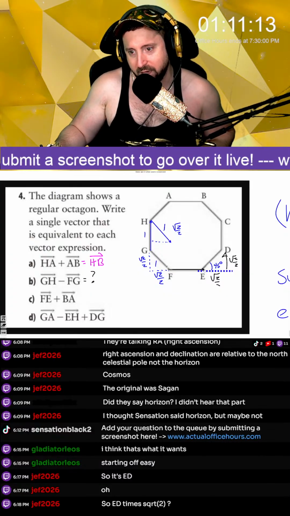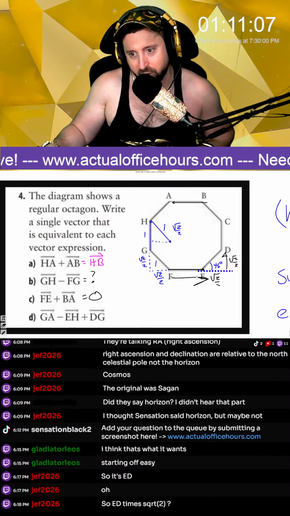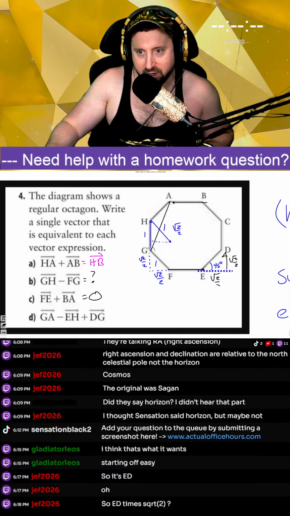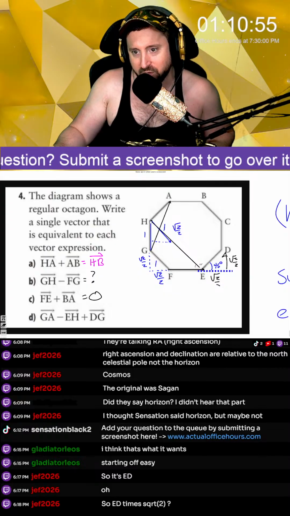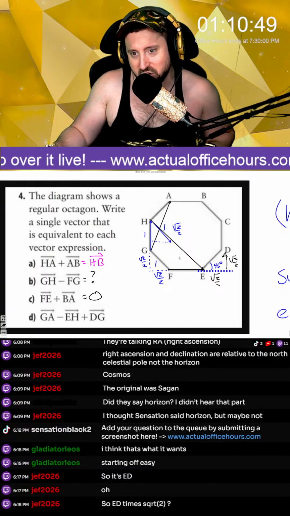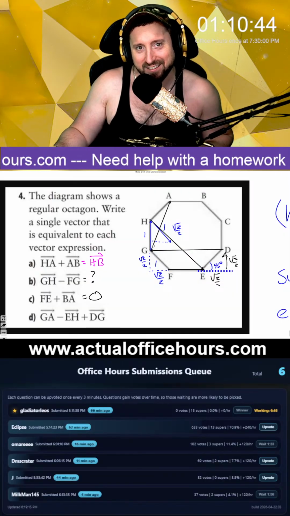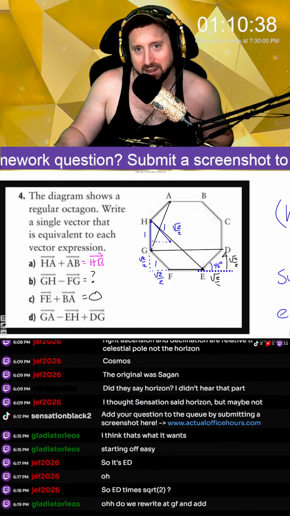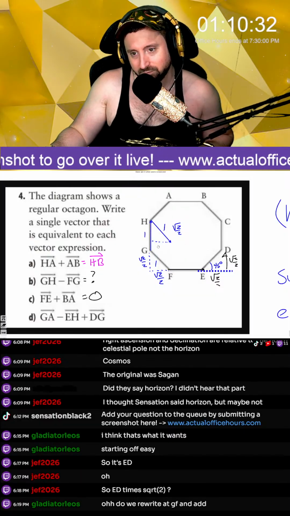This one, I already know. So FE plus BA is going to be equal to 0, because you're going to the right, then straight to the left. Cool. Let's see if the other ones make sense. GA minus EH. So EH was this, but now I'm going that way. Plus DG. Dude, this is so wacky. Do we rewrite it GF and add? No, I think I see, at least for the last one.